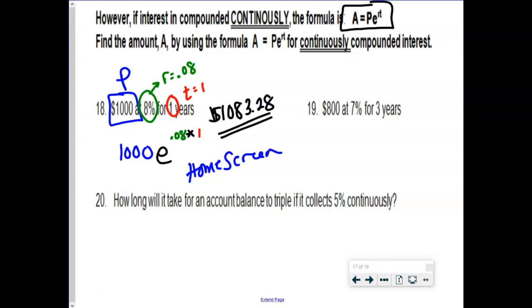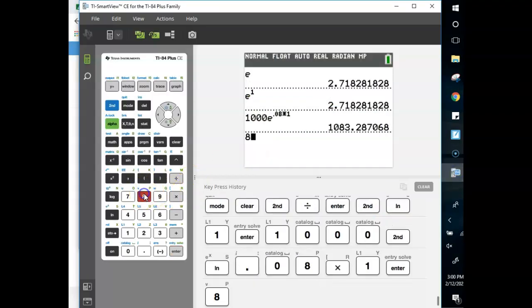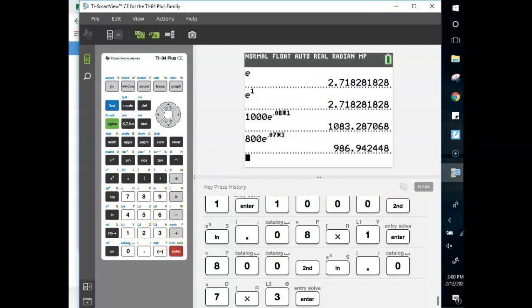So, next question here, very similar. This time we're investing $800. Continuous interest, so E, 7%. Please write it as a proper decimal of 0.07. And this time it's multiplied by 3 years. So again, home screen on my calculator, type this. 0.07, was it times 3? Okay, thank you. So you have $986.94.